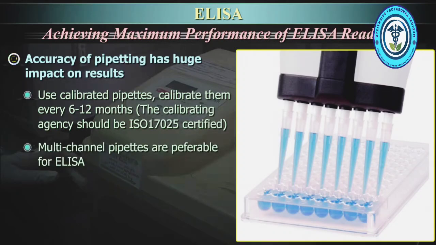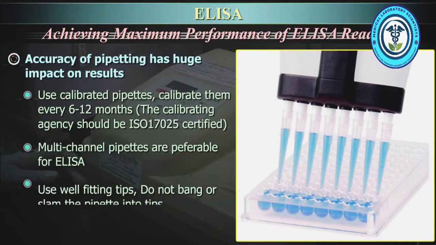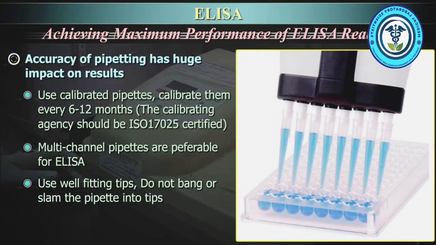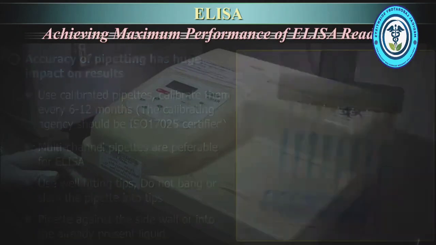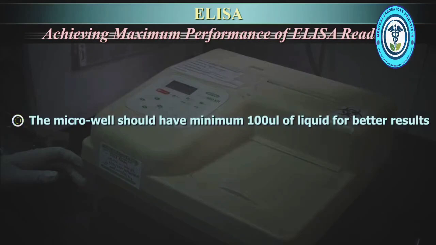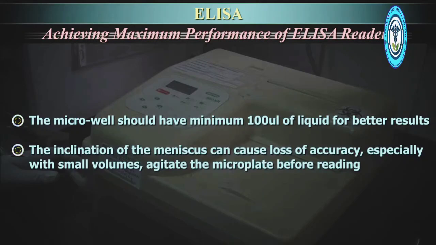Multi-channel pipettes are preferable for ELISA. Use well-fitting tips. Do not bang or slam the pipette into the tips. Pipette against the side wall or into the already present liquid. The micro well should have minimum 100 microliters of liquid for better results. The inclination of the meniscus can cause loss of accuracy, especially with small volumes. Agitate the microplate before reading.